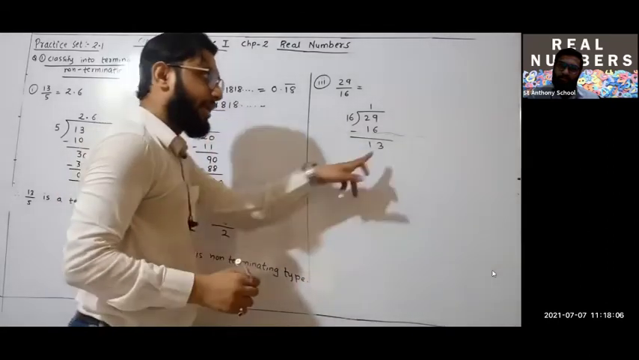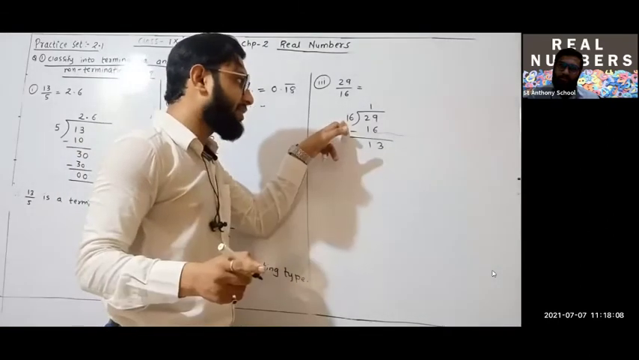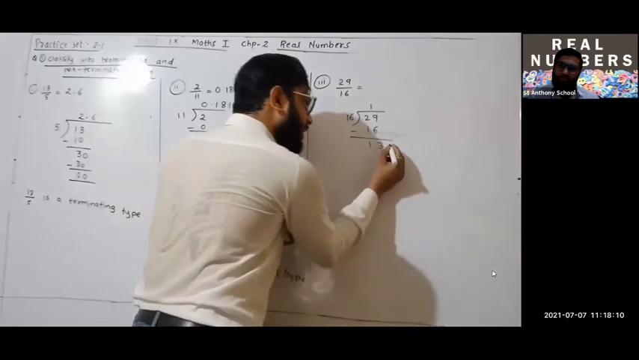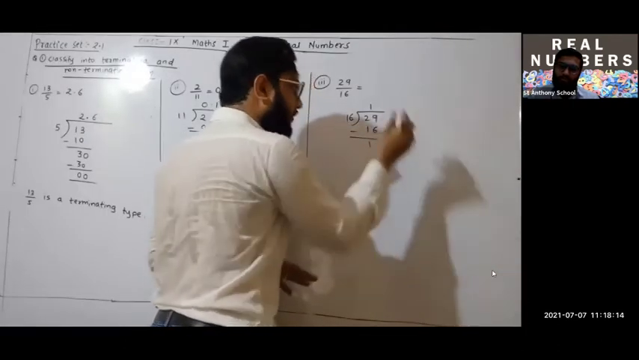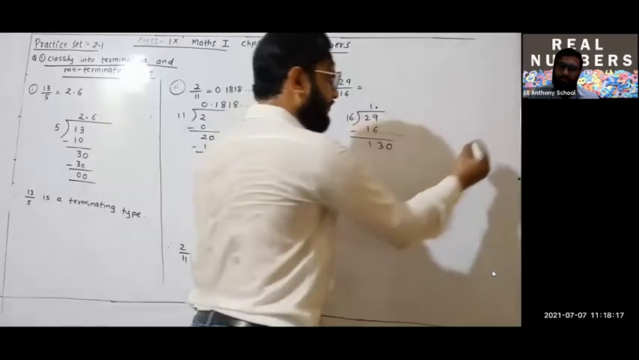Getting my point? 16 is bigger, 13 is smaller, so what did we do? We will take here 0. When you are taking 0, we have to put a point here. Getting my point?